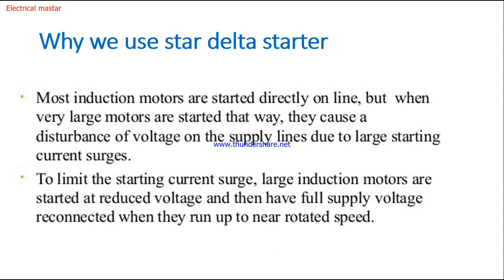Normally when the motor starts, it reduces the starting current up to 2 times, and it also does not give the rated voltage. It applies 1 by root 3 times the voltage to the motor terminal. Once the motor reaches rated speed, it gives the full voltage to the motor terminal and the motor runs at full speed and full voltage. This is how the star delta starter works, and that's why we use it.